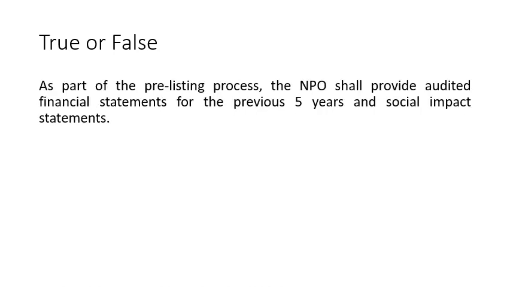What is the next statement, which is again true or false? As part of the pre-listing process, the NPO shall provide audited financial statements for the previous 5 years and social impact statements. Is the statement correct? No, the statement is not correct, because it has to be 3 years and not 5 years. I am again repeating that these true or false statements in themselves can be a question also. You may get a question like, as part of the pre-listing process, the NPO shall provide audited financial statements for how many previous years? So it could be 2, 4, 5, 3 like that as an option also, but here it is more in the form of true or false.